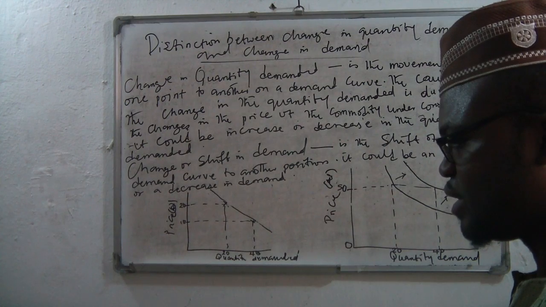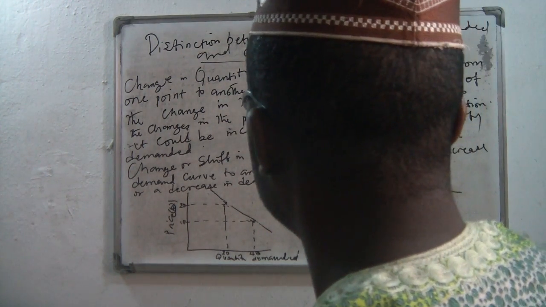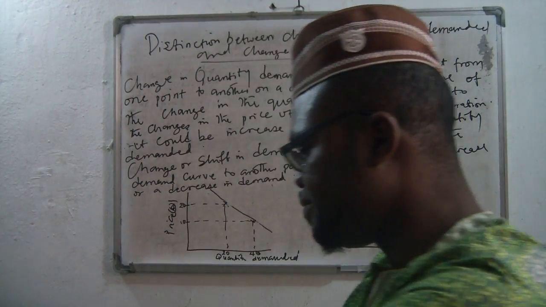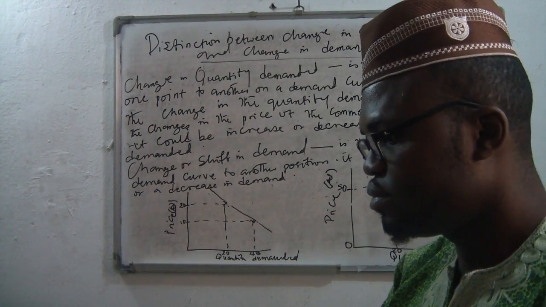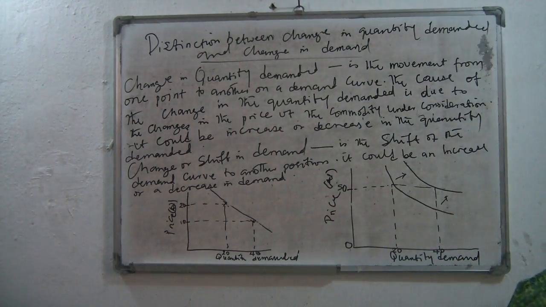We learned about the factors that affect demand, isn't it? So all of those could be the cause for change in demand. Whereas change in quantity demanded is majorly caused by change in price.